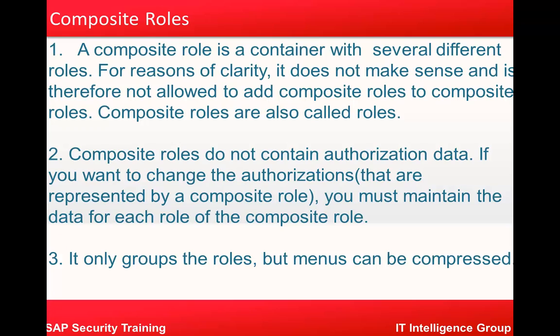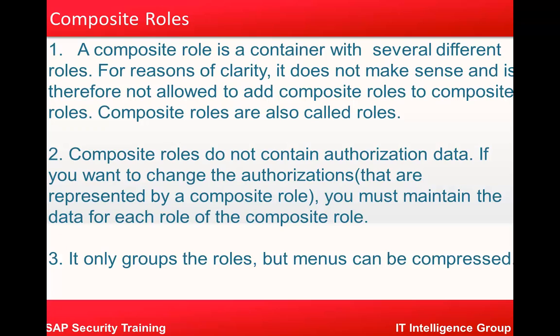Basically, composite roles do not contain any authorization data. If you want to change the composite role, you must maintain the data for each role of the composite role separately. It only groups the roles, but menus can be compressed. So what happens is that if you add multiple composite roles, the menus are not refreshed or reflected accordingly, because you have multiple composite roles and it will add tons of menus. So the menus are not added for each.